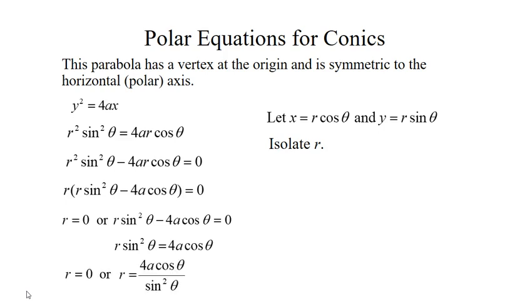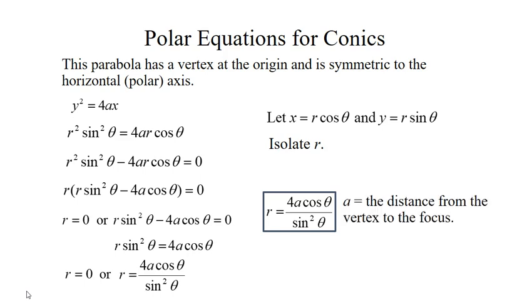So we get r equals 0, r equals 4a cosine theta over sine squared theta. Again, the second equation will equal 0 wherever the cosine of theta is 0, such as pi over 2 or 3 pi over 2. So we can eliminate the r equals 0 equation, and we simplify to r equals 4a cosine theta over sine squared theta. Again, a is the distance from the vertex to the focus, but this graph is symmetric to the polar axis.